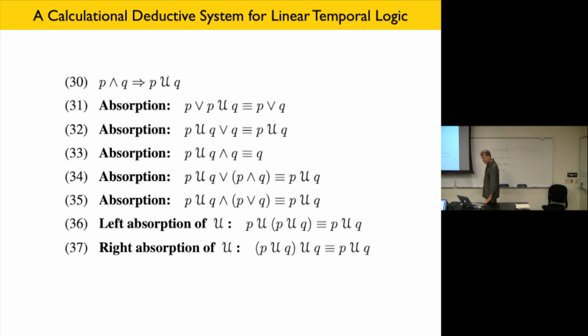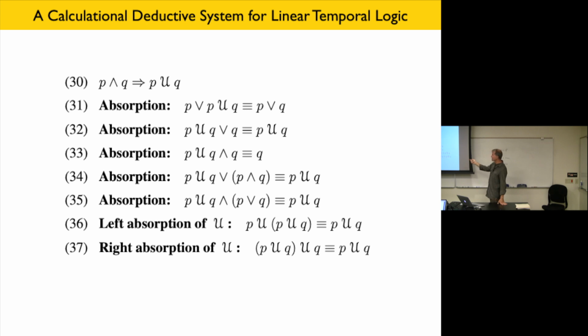Okay. And here's a whole bunch more. We have our own set of absorption laws. Look at this, 22, 23, 24, 25, 26. All of these absorption laws. We have P or P until Q equals P or Q. We have P until Q or Q equals. You see the general shape of an absorption law? You have this complicated expression and one of them gets absorbed and it makes it a shorter expression. Okay, so here's P or Q, P until Q.